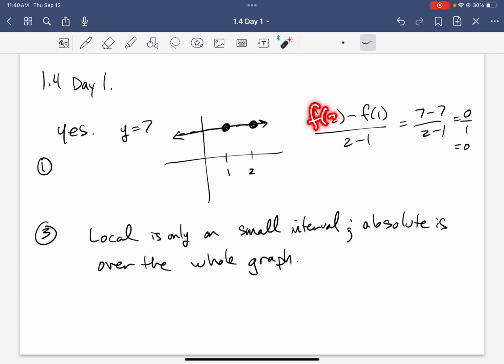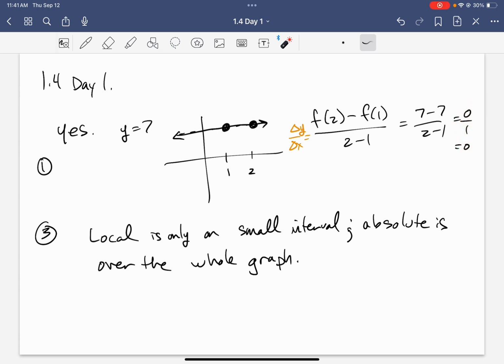Well, how would we know that? We would take f at 2 minus f at 1 over 2 minus 1, which is just our change in y over our change in x. And that's going to be 7 minus 7, because the output is always 7, over 2 minus 1. So we get 0 over 1, which is 0.